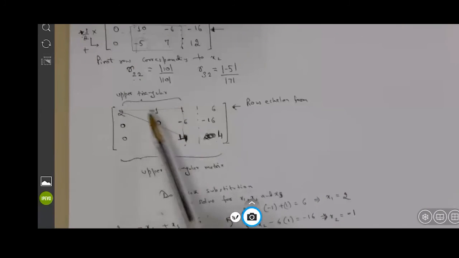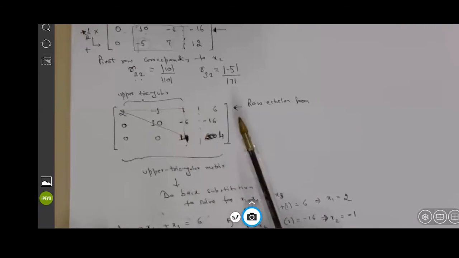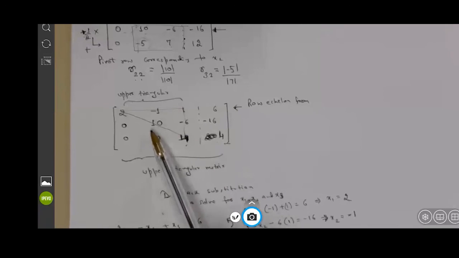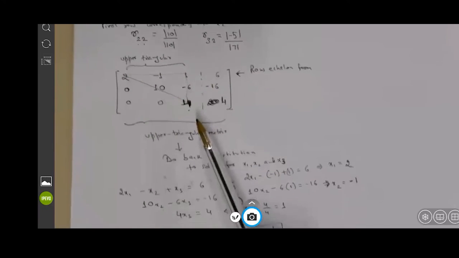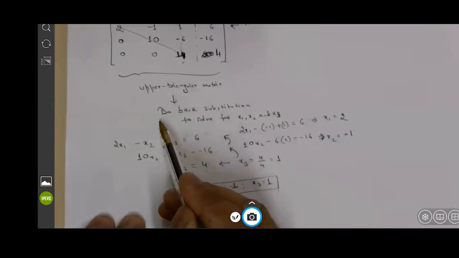Since it is a 3 by 3 matrix, this actually gives you an upper triangular matrix. But if it is a 4 by 4, 5 by 5, you have to keep on doing those operations till you actually get an upper triangular matrix. And once you get an upper triangular matrix, then you actually do back substitution. That is what you actually have to implement.